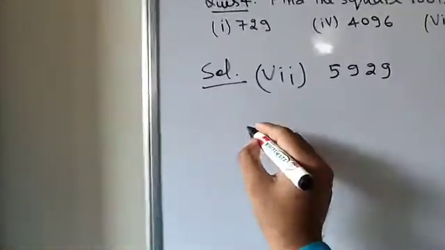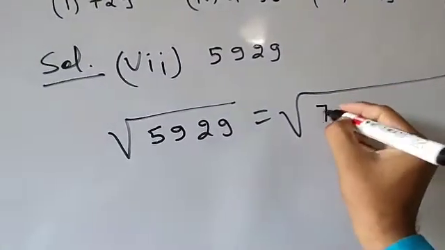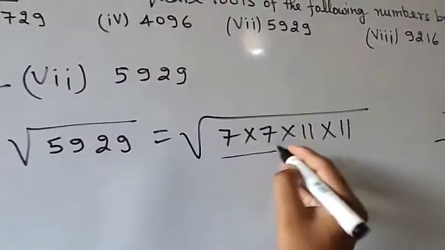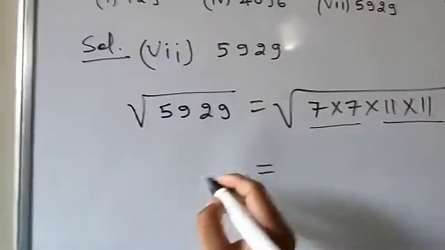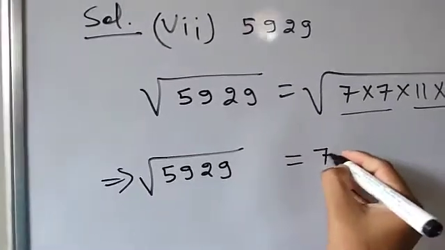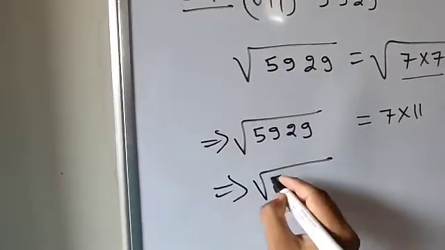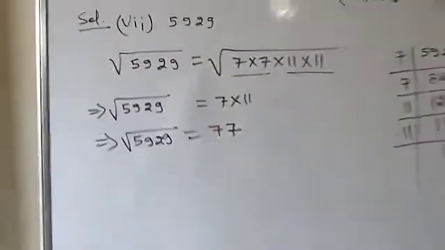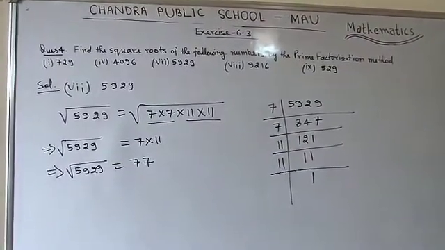So here you will write square root of 5929 equal to square root of 7 into 7 into 11 into 11. So make the pairs of the similar numbers. Here 7, 7 is one pair and 11, 11 is the second pair. From each pair you will pick one number. So square root of 5929 equals 7 into 11, which is 77. So the square root of 5929 is 77. That is the solution of the 7th part.